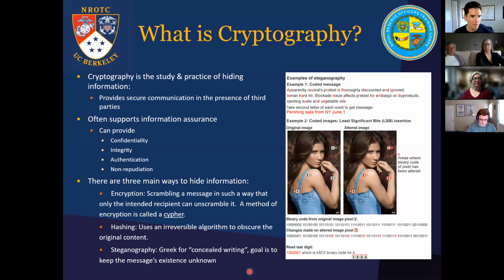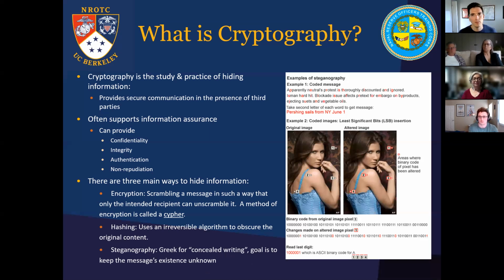So the main ways that we hide information are encryption, so scrambling a message so that only the intended recipient can see it, also known as a cipher, through hashing by using an irreversible algorithm to obscure the information, and through steganography, which is Greek for concealed writing, to keep the message's existence unknown.